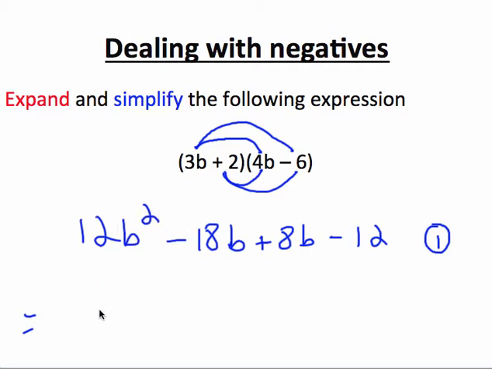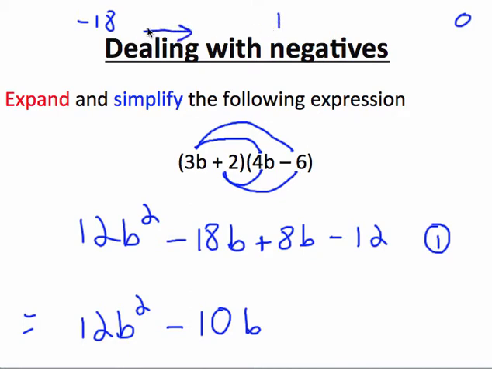Again, I've got 12 lots of b squared, so I just put 12b squared. Now this time I've got minus 18b plus 8b, so minus 18 plus 8 is going to give me minus 10b. Remember our number line, minus 18 is down here, 0 is up here. So if I'm adding, I'm going towards 0. So I add 8b, which leaves me with minus 10b. And then I've got just my number on the end, minus 12, for my second mark.